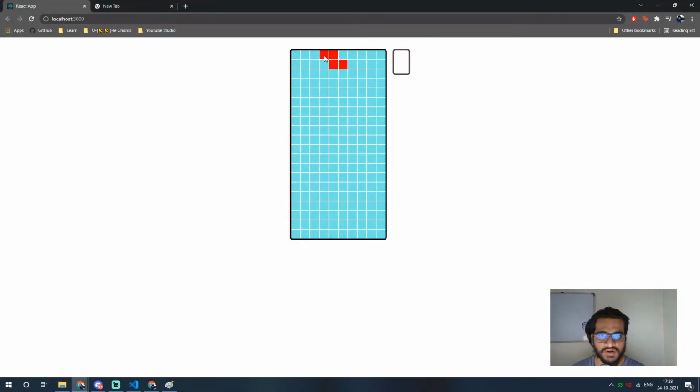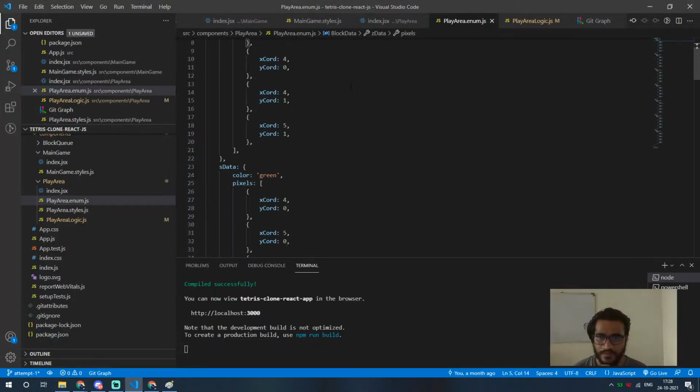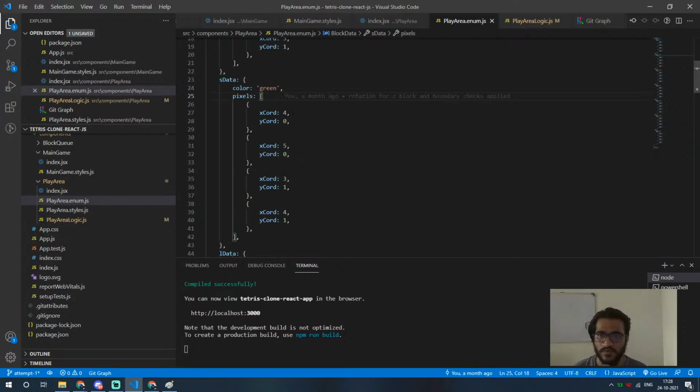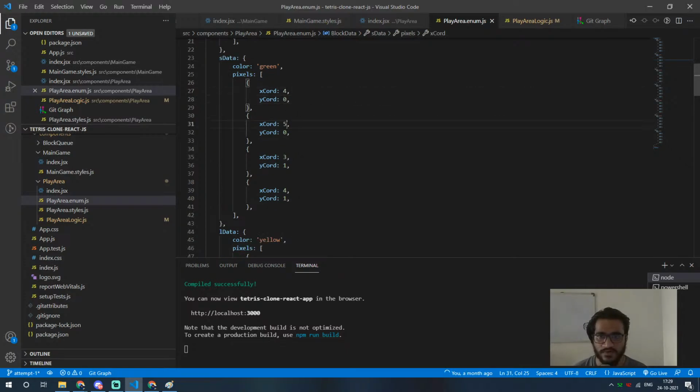When we are talking about a Z block, we are always going to start from this block. Then the second one would be this, then the third one would be this, and the fourth one would be this. In S block, what we did right now is denoting 4 and 5.